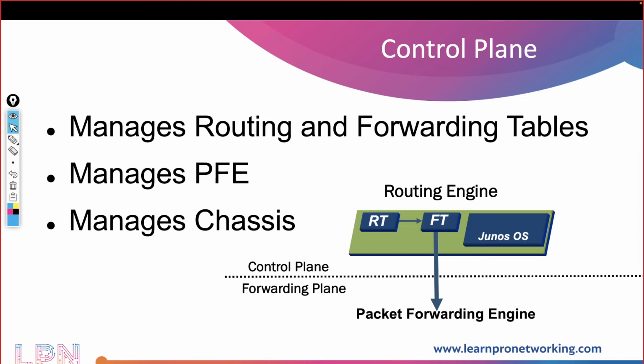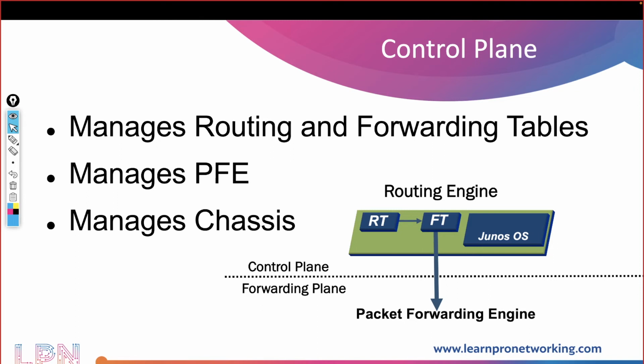Those pieces of information are also going to be kept separately in the forwarding table. So who is going to be responsible for maintaining the routing table as well as the master copy of the forwarding table? It is the control plane, or routing engine. It manages the routing and forwarding tables, that is a key point. It manages the PFE. What is the PFE?